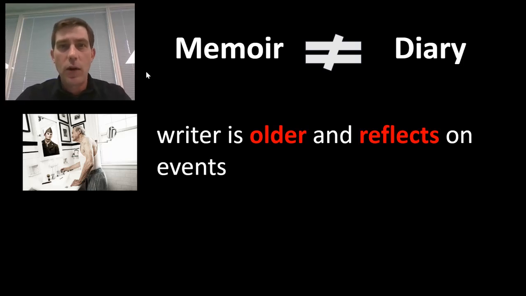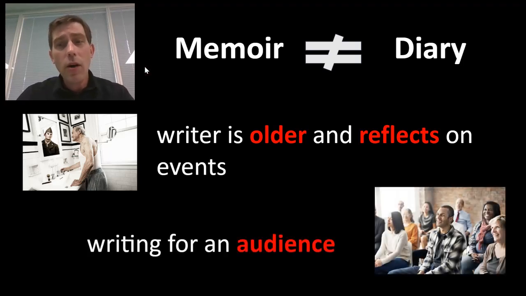The second difference between a memoir and a diary is that a memoir is written for an audience, unlike a diary, which is meant to be secret unless your little brother or sister finds it and reads it. What that means is that the writer of a memoir might omit some embarrassing details or emotions that they're not proud about in order to make themselves look a bit better for the audience.